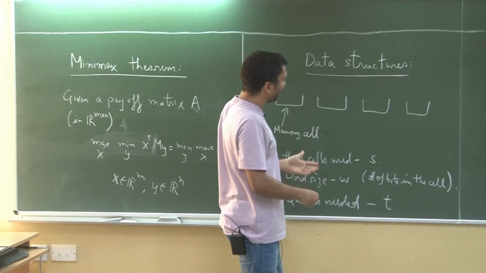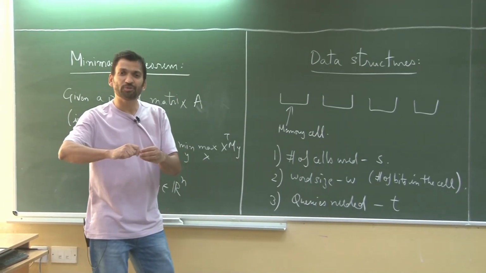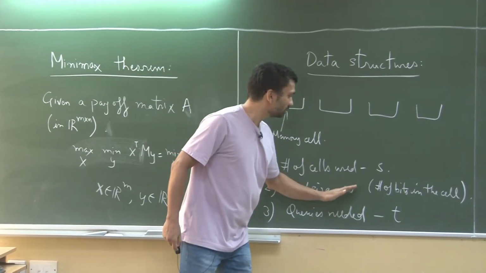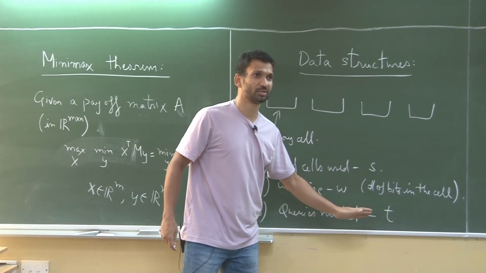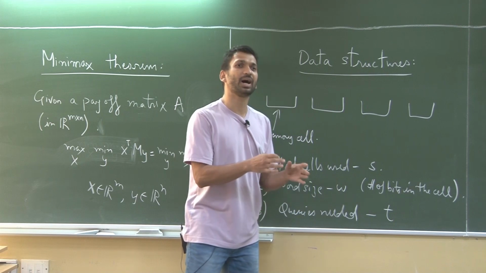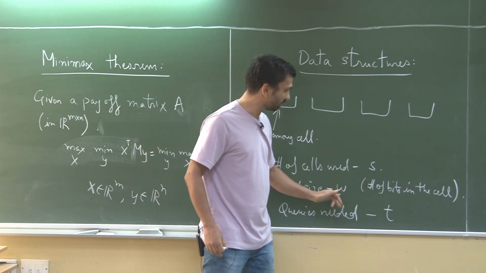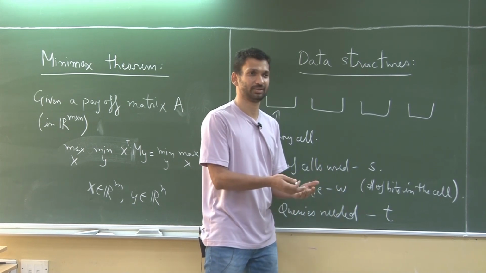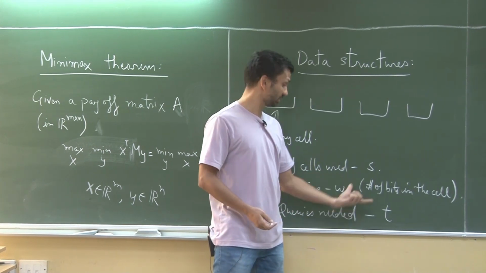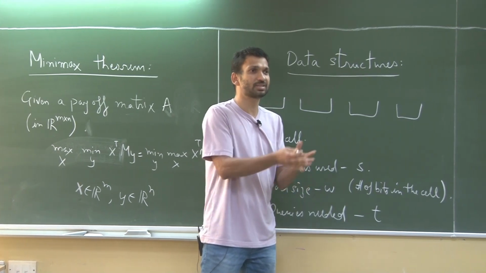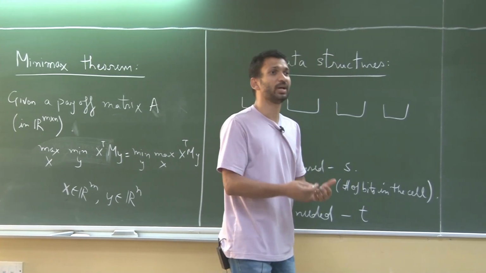Depending on the problem, you might have different kinds of data structures such that these things will take different values. But generally the idea would be to say that if S is very small, then W or T should be high. If W and T are small, then S should be high, or some mixture of that. That's the kind of thing we want to prove in complexity theory.